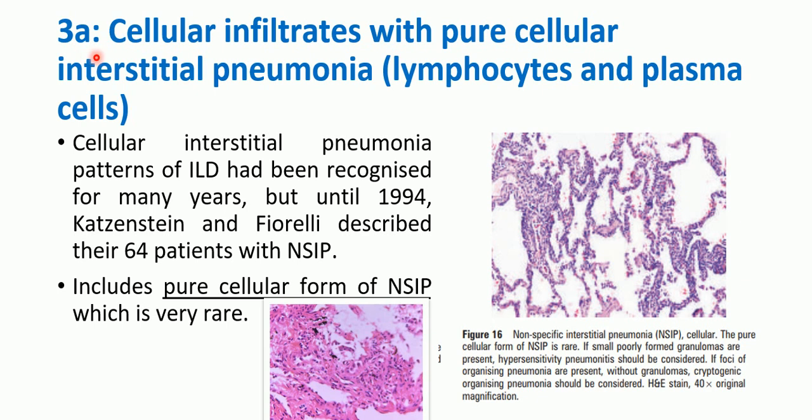So the subpattern 3A, cellular infiltrate with pure cellular interstitial pneumonia, is seen with lymphocytes and plasma cells. This entity includes the pure cellular form of NSIP, which is very rare. There is no fibrosis, and the cellular infiltrates are seen in the interstitium. If you can see small, poorly formed granulomas, then the diagnosis shifts towards hypersensitivity pneumonitis.